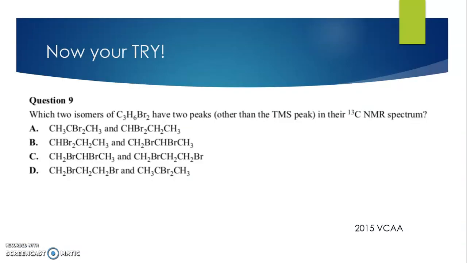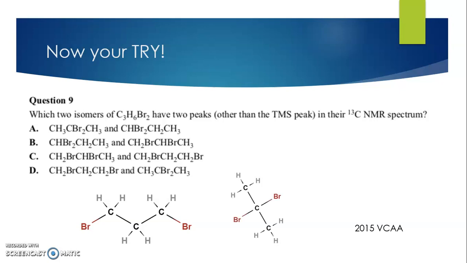Well, let's look at this question. 2 isomers of C3H6Br2 have 2 peaks in their C NMR. What are they? Well, this compound does have 3 carbons. If it only has 2 peaks, it means that it must be somehow symmetrical in nature, so that 2 carbons are actually in the same environment. So of all the different kinds of isomers we can write, there are 2 that actually are symmetrical in nature. One is that you have 2 bromines on the side, or you have 2 bromines in the middle. So which one is it? I think it's D. Okay.